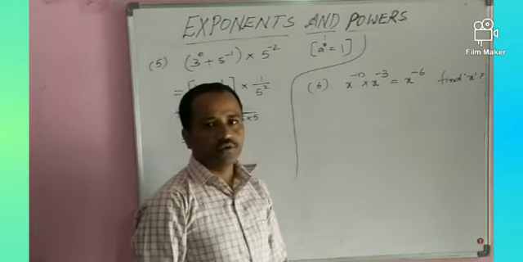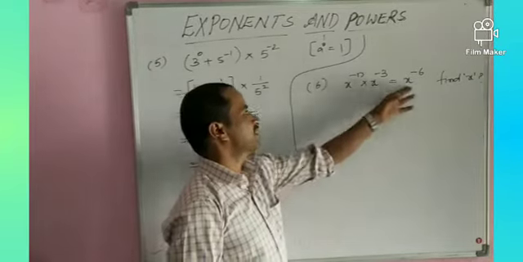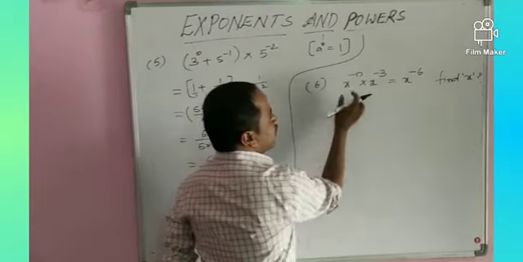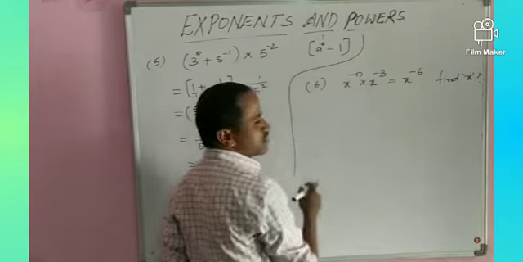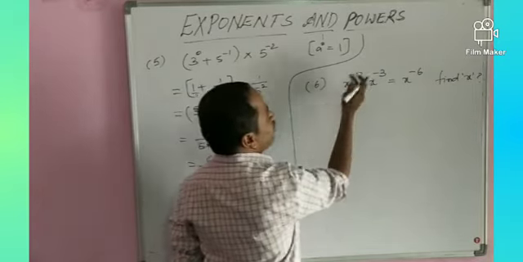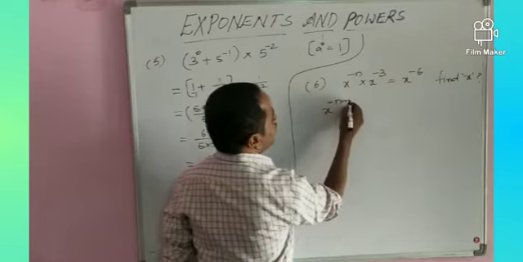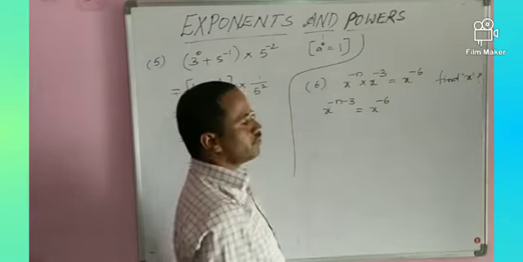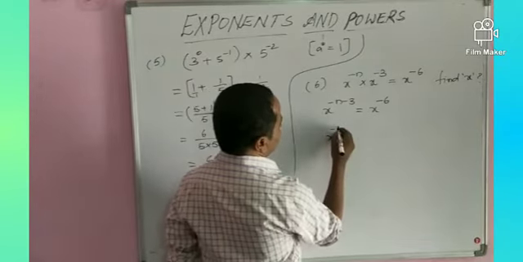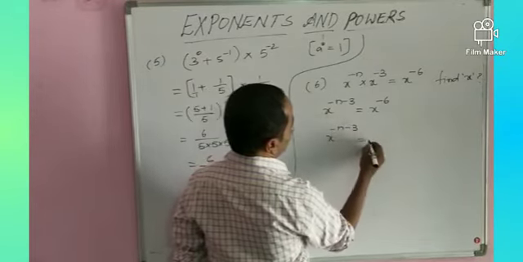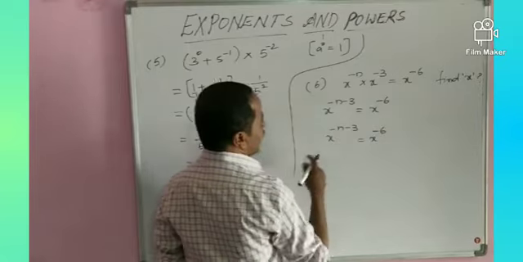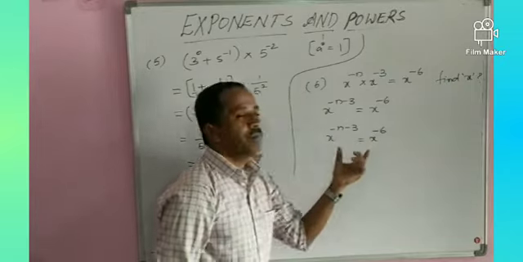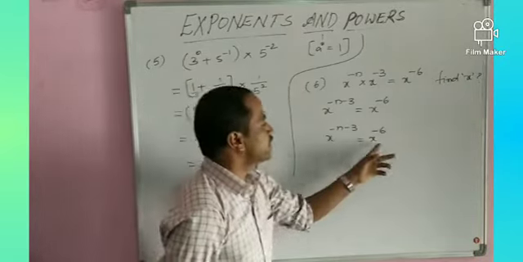Listen, here also we have to think about bases. First, between the two terms there is a multiplication. Bases are equal, so powers should be added. Minus n minus 3 is equal to x power minus 6. Here, finally, what do you observe? Here also, bases are equal.